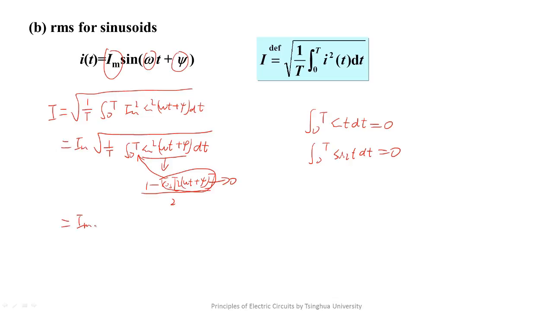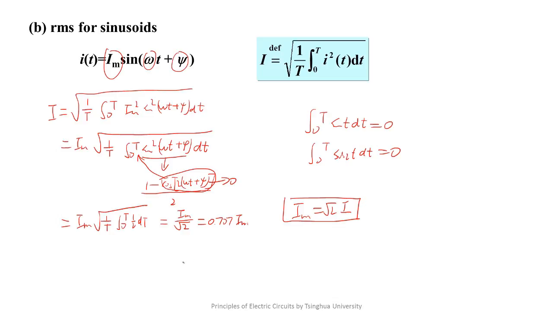So the expression equals Im times the square root of 1 over capital T times the integral of 1 over 2 from 0 to capital T. The result equals Im over the square root of 2, or 0.707 times Im. In other words, the amplitude of sine wave can be represented as the square root of 2 times the effective value. This is very important.